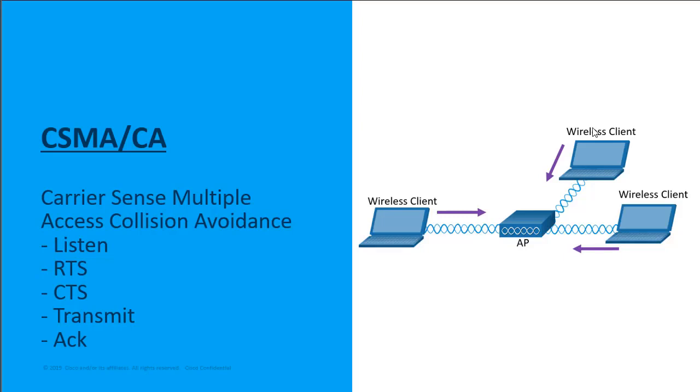Well, how does the end device know that the access point is ready? The access point will respond to that RTS, the ready to send. It'll respond to it with a clear to send, a CTS. It says, the dedicated access is ready for you. Go ahead and send. When the wireless end device hears that, it's going to then send and transmit its data.